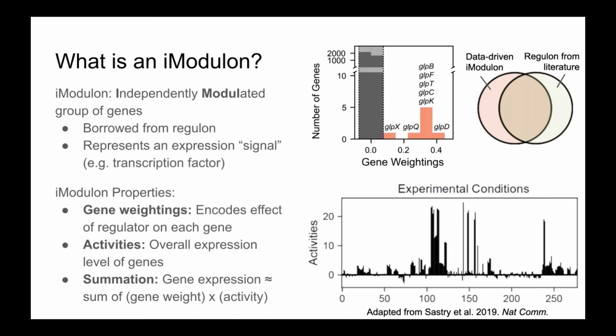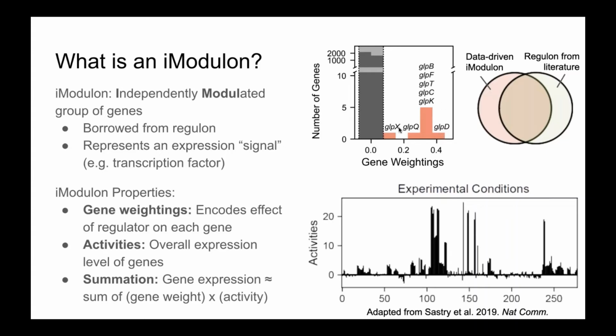So there are a few properties about imodulons that we get from ICA. The first is the gene weightings. So over here, you can see that this is a specific imodulon, and you can see that there are some genes that have very high gene weightings, such as GLPD. And this tells us that the effect of the underlying signal or the underlying regulator behind the signal has a very high effect on GLPD. So GLPD expression changes a lot when this signal changes. However, GLPX doesn't have as strong of an effect. And you see that there's about 4,000 genes here that just don't change when you change the underlying signal.